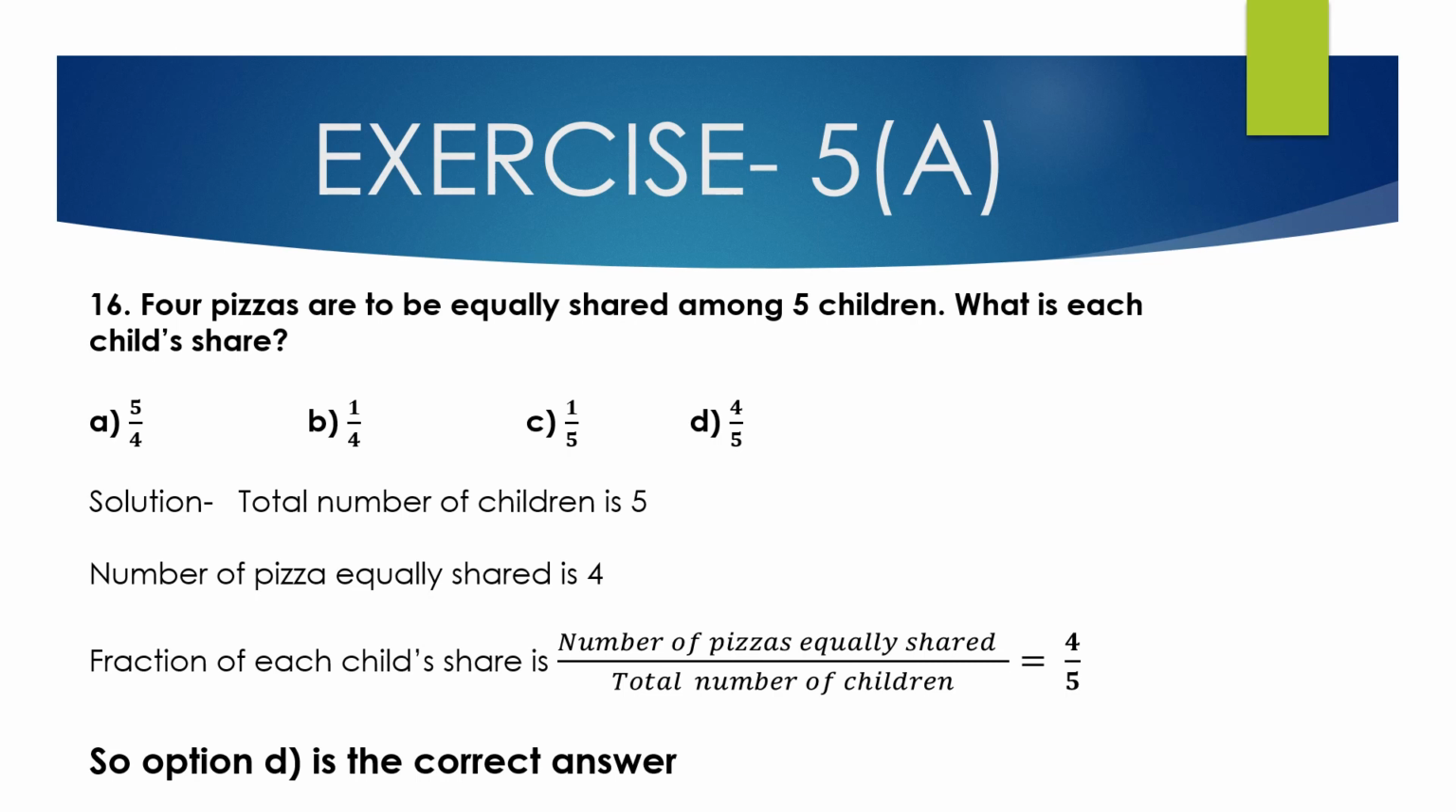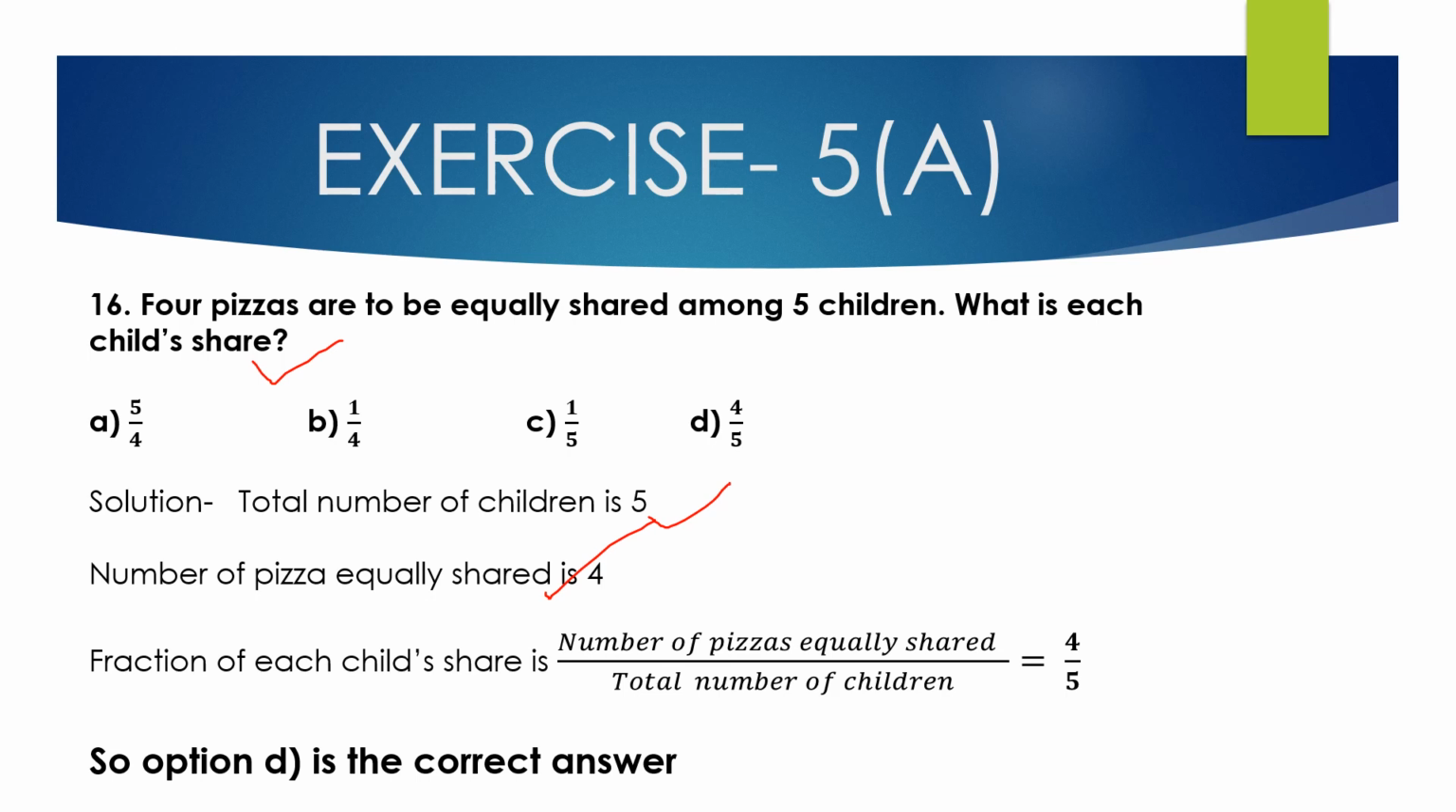Now we solve question number 16: 4 pizzas are to be equally shared among 5 children. What is each child's share? The total number of children is 5, and the number of pizzas equally shared is 4. So we have to find each child's share.